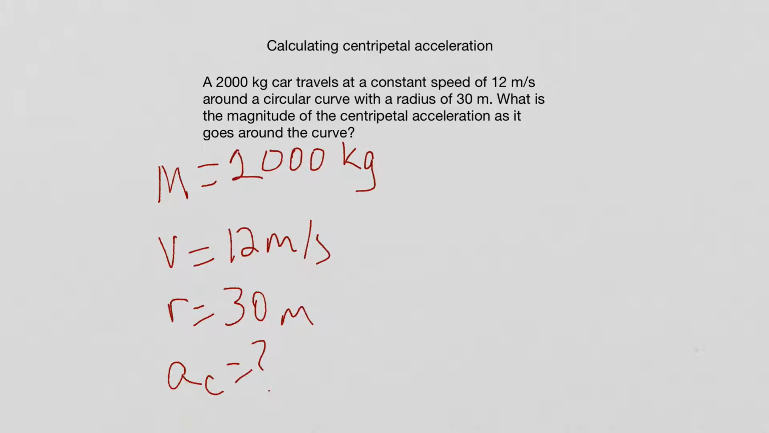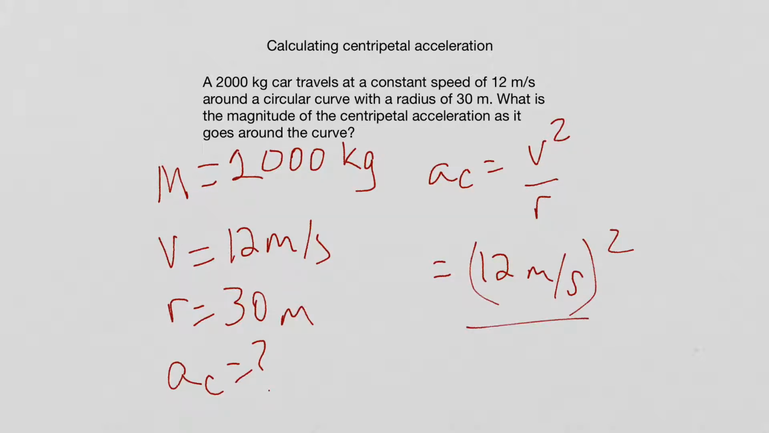So the equation, as I said just a minute ago, is centripetal acceleration is equal to v squared over r. So all we have to do is plug in our values. So v is 12 meters per second. Let me square that. Divided by r is 30 meters. If we plug that into our calculator, we get 4.8 meters per second squared, and that's all we needed.